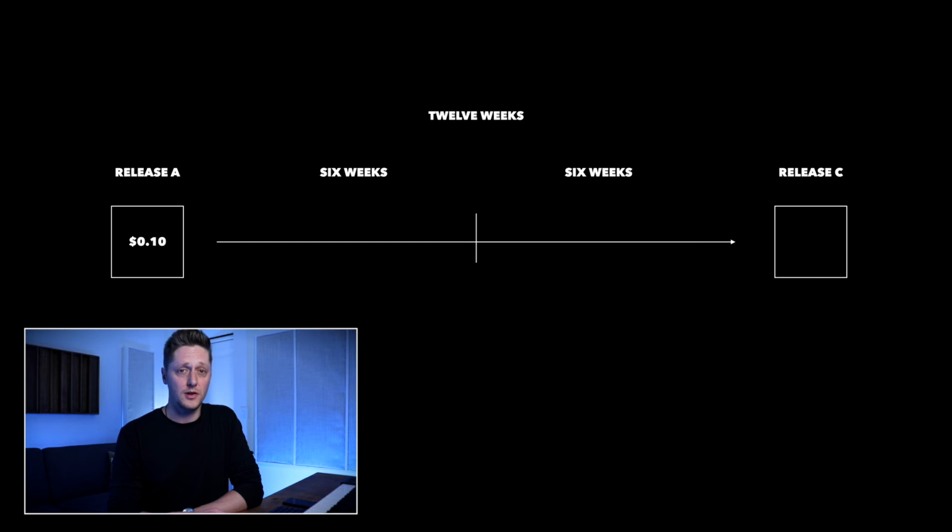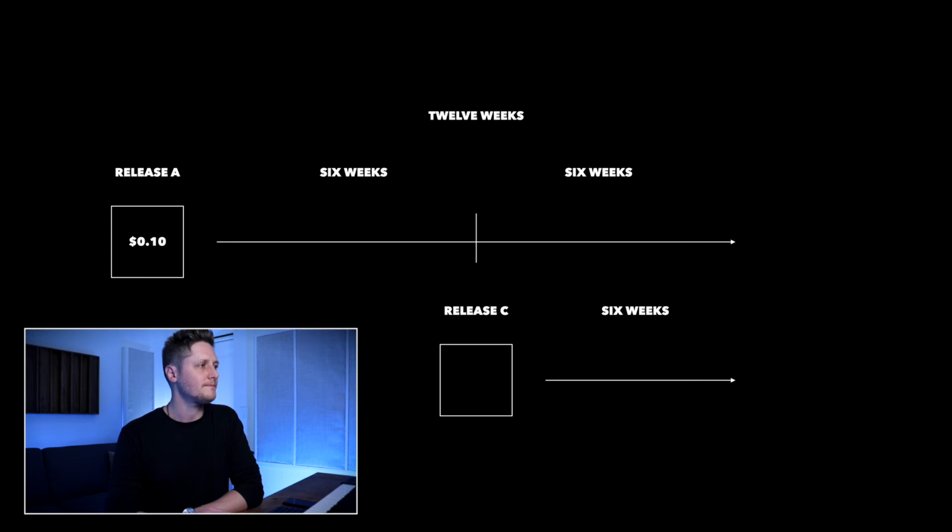So you actually turn off release B, which means release A is continuing to run still because it's your best performing campaign. Now you've got release A that has just run for 6 weeks alongside release B, and you've dropped release C. Now you run release A alongside release C for the life cycle of release C.